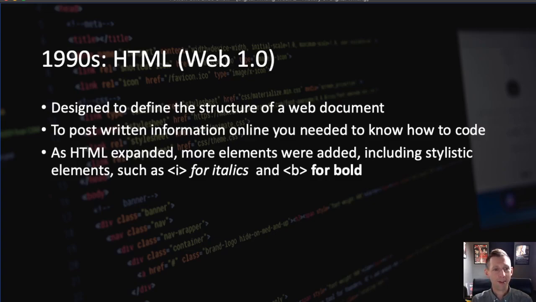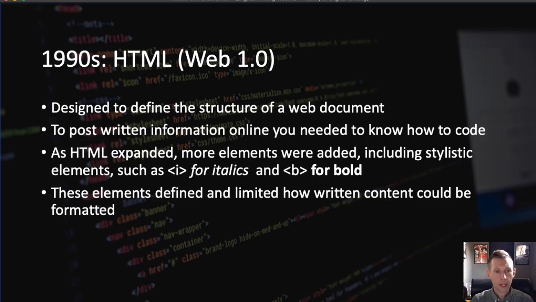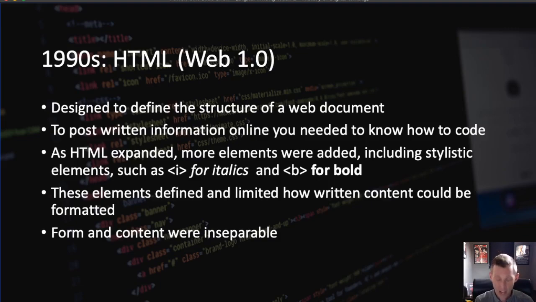As it became more complex, we got more elements. Style was possible for the first time, being able to do things in italics and bold, which would again need to be hard coded in there. But we got the beginnings of style as HTML developed, and we could do a few things. We could change color, we could change to italic, we could change to bold, and we had a certain number of fonts that we could use when creating a website. And all this defined and limited how written content could be formatted. So it really was extremely limited. There wasn't a great deal that could be done with the internet because form and content were inseparable. To be able to change any kind of content, you had to go in and change the formatting of the website physically to do that.